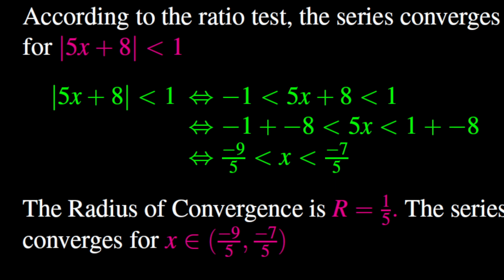This inequality can be further simplified to the inequality, -9 over 5 less than x, and x less than -7 over 5. Consequently, the radius of convergence is equal to 1 over 5. The series converges for x in the open interval (-9 over 5, -7 over 5).